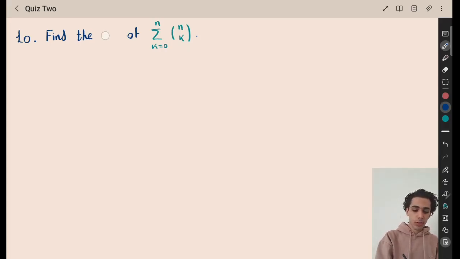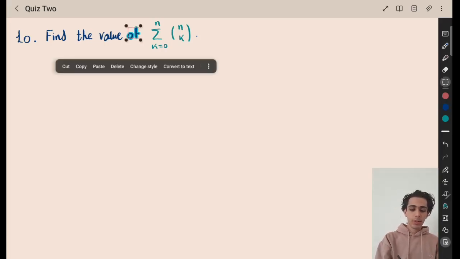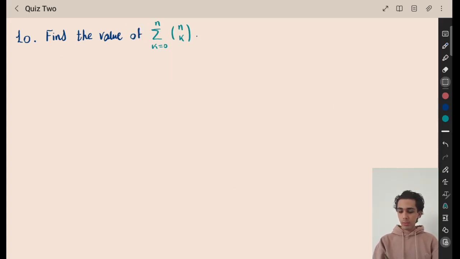So we should try to find the value of this sum. Because if I had said find the sum of this sum, that would be something. So for this, we need to make a very simple observation that this is the binomial expansion.